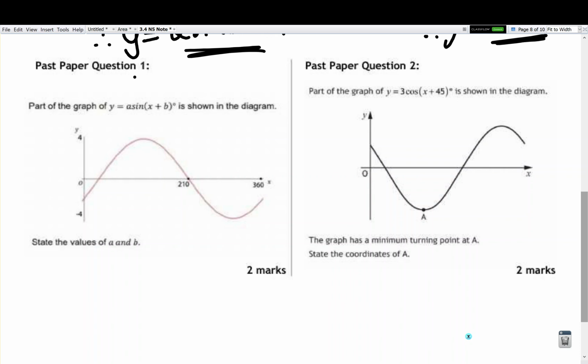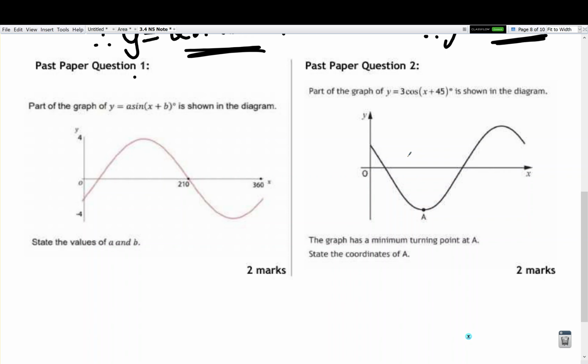Part of the graph of y equals a sine x plus b is shown. What are the values of a and b? A is half the distance between the maximum and minimum. That should take 2 seconds. B is however the graph has been affected left or right. So the information we're given here is this 210 degrees. That's the important information. So think about where that normal sine graph would come back to the x-axis. So how has it been affected? Have a go at that.